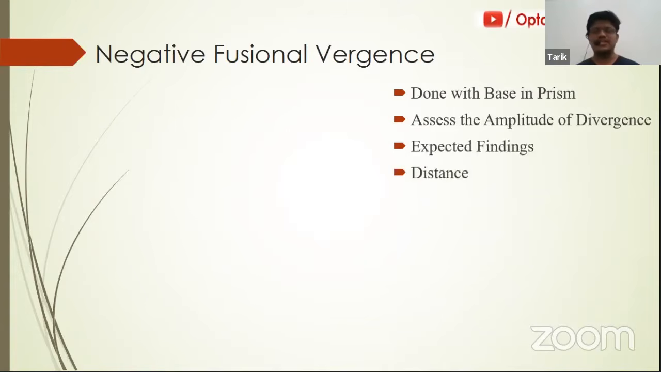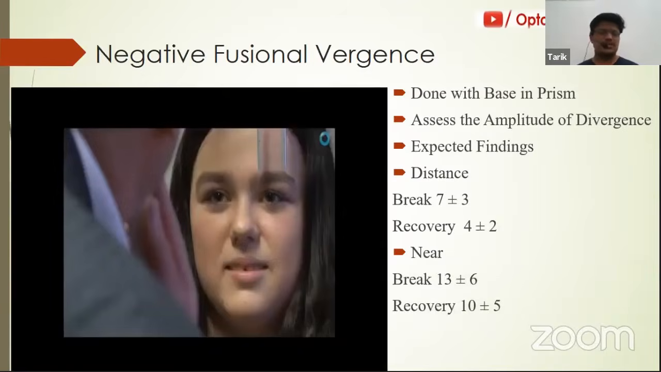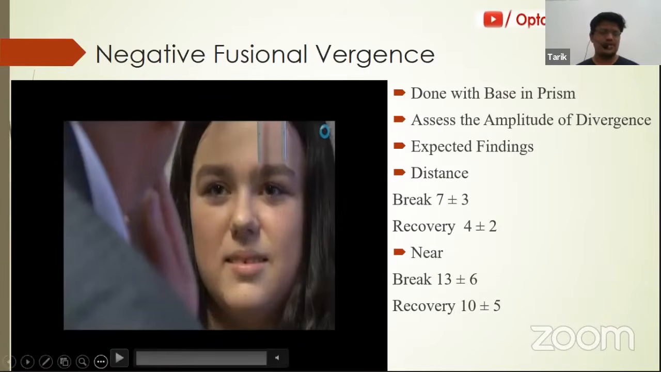The expected findings as per Shimon are, for distance, a break at 7 ±3 prism diopters and recovery at 4 ±2 diopters. These are the readings for distance. Whereas for near, you generally have a reading of 13 ±6 and recovery at 10 ±5. So let's see a video in which we will see how it is assessed.